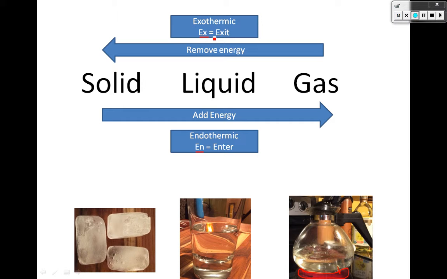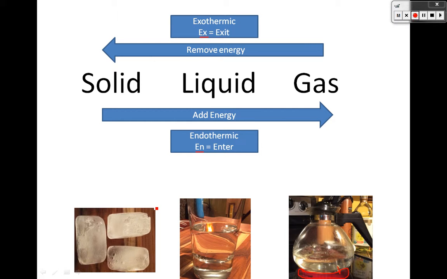This brings up an interesting question: if we're adding energy, where does it come from? And if we're removing energy, where does it go? It's pretty obvious to see here that we're adding energy and it comes from the stove. But what about the ice cube melting? If I just leave it out on this counter for long enough, the ice cube's going to melt. Where does that energy come from? Pause the video, come up with an idea, and then start the video again.